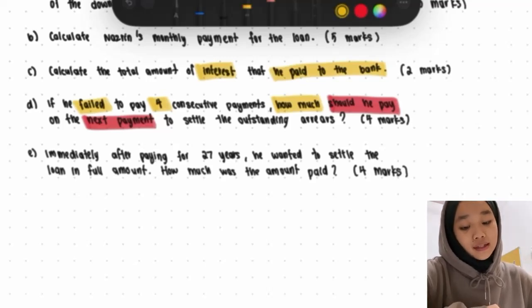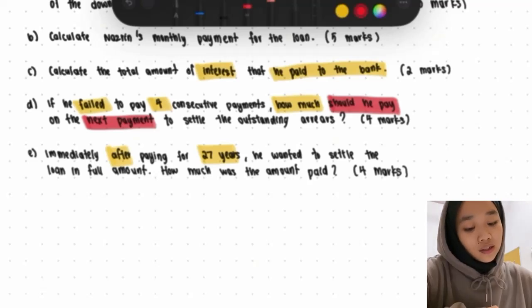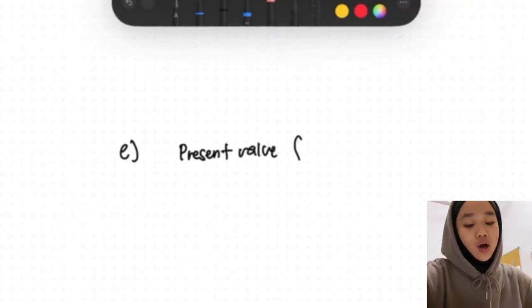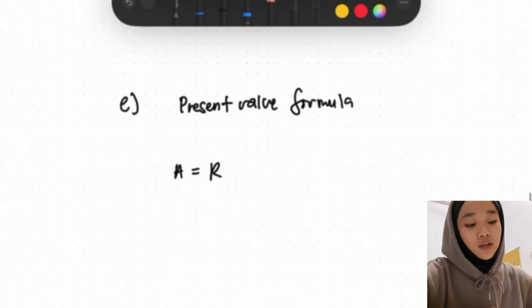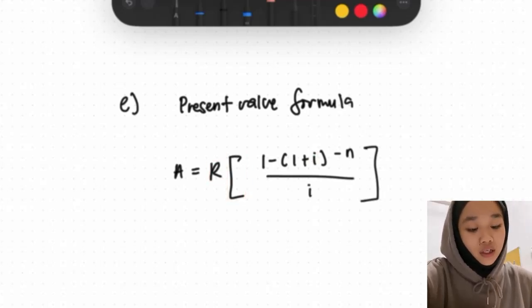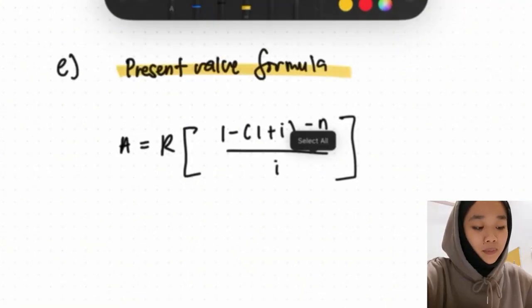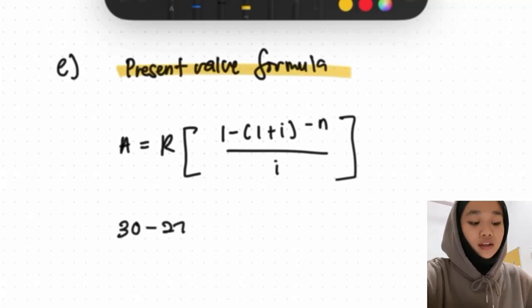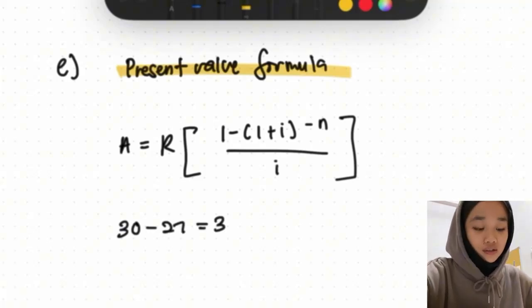The question said, immediately after paying for 27 years, he wanted to settle the loan in full. How much was the amount paid? So, to find how much Nazreen must pay to settle the loan after 27 years, we have to calculate the remaining balance of the loan using the present value of an ordinary annuity formula. If the number of years to be paid is 30, and he already paid for 27 years, then the remaining years is 3 years.